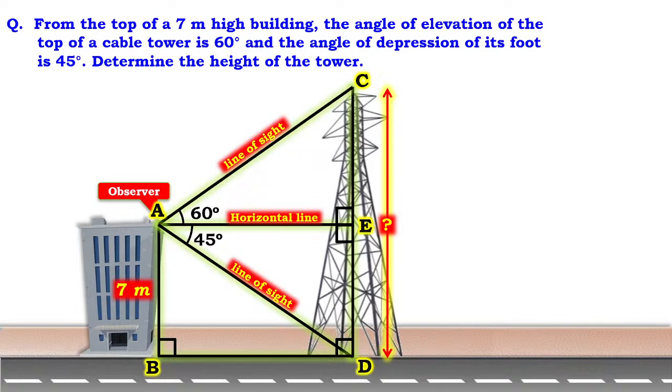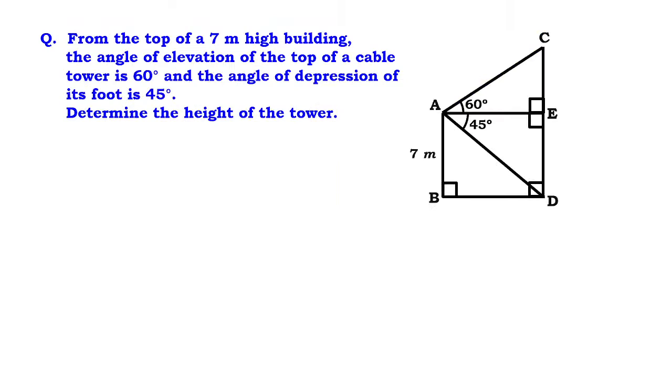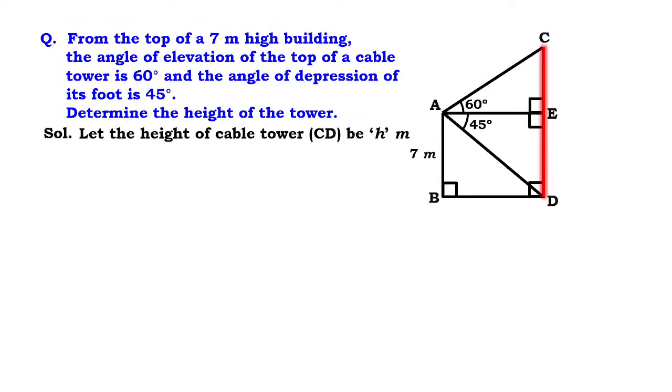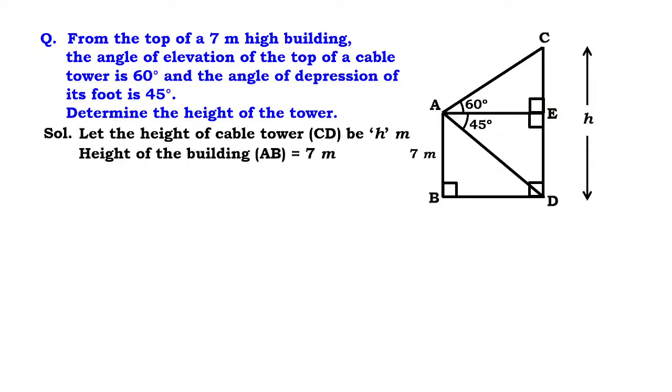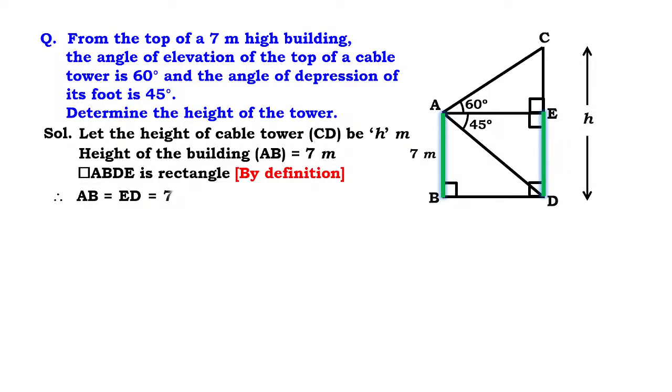So now they are asking what is the height of the tower. So you get the triangle like this. Okay, now the first triangle here, CD is the height of the tower, H I have to find. AB is 7, so ED will be how much? If AB is 7, ED will be how much? 7, correct? Okay, but I don't know CE, so can I take CE as X?